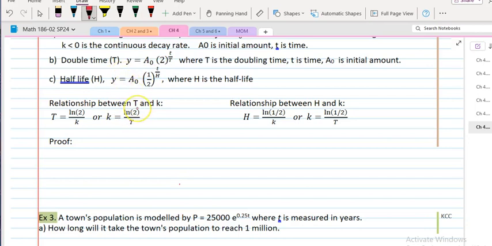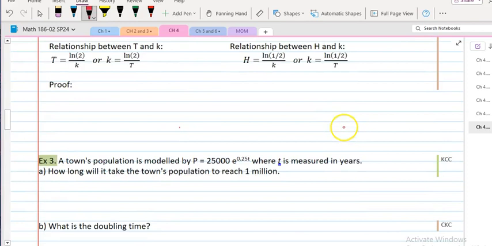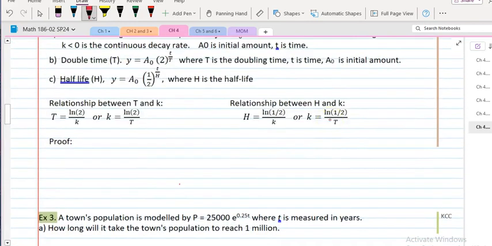So now, how do we convert between them? Earlier we said ln 2 over r is the doubling time, so we're going to prove it. To prove it, say I have the formula A equals A0 e to the rt, or kt, where k is the continuous rate.